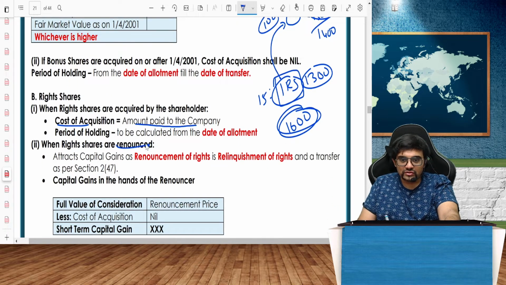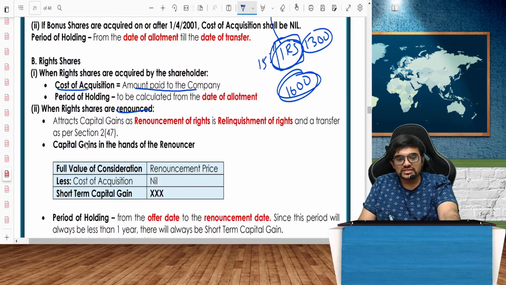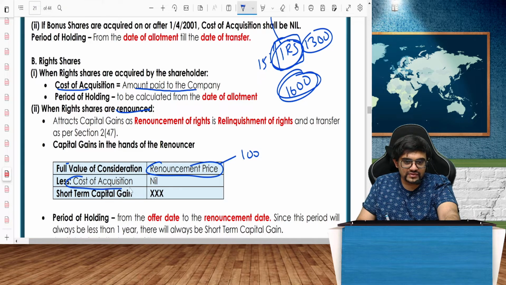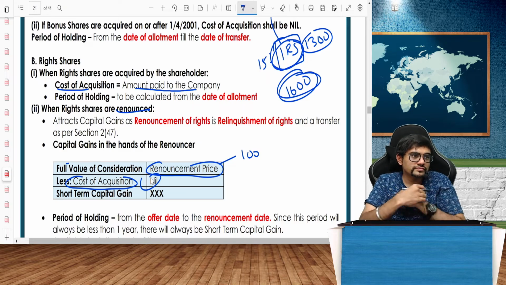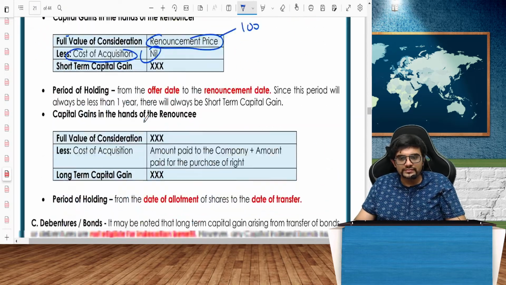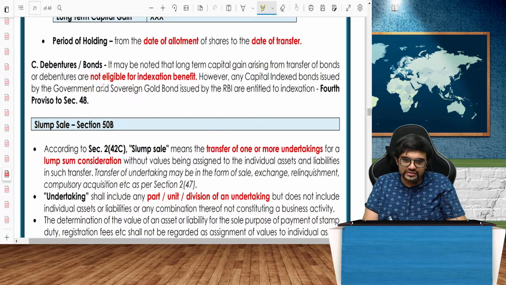When the rights are renounced, now for me, I have sold this right for 100 rupees. What is the full value of consideration? The renouncement price, 100 rupees. What is the cost of acquisition? Nil. Did I pay anything to get that right? No. Short-term capital gain. For debentures and bonds, guys, important, no indexation benefit. It is only for shares, not for debentures and bonds.